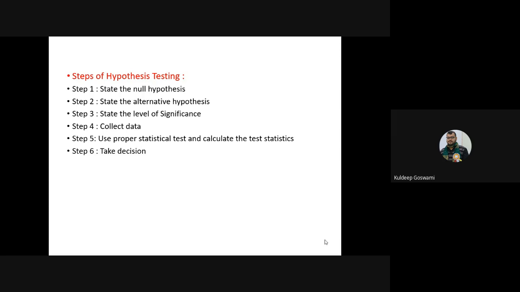Here the level of significance means how much you are confident about your result. In general, it is taken as 95% confidence, which means the standard p-value is 0.05, meaning 5% level of significance.